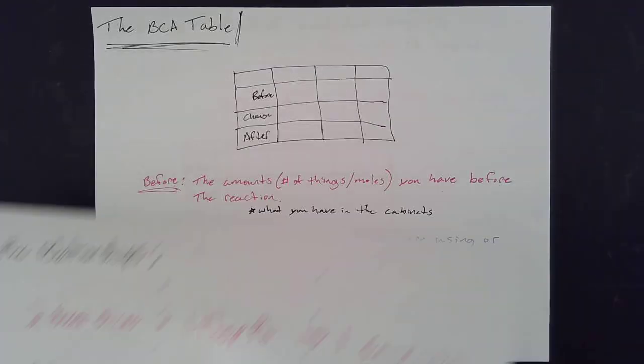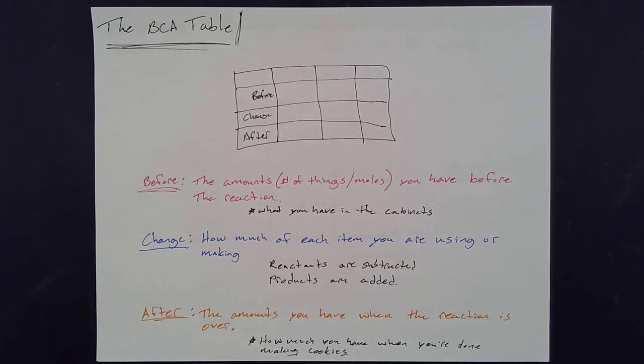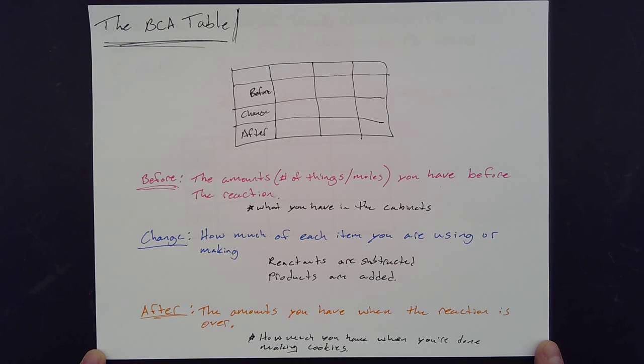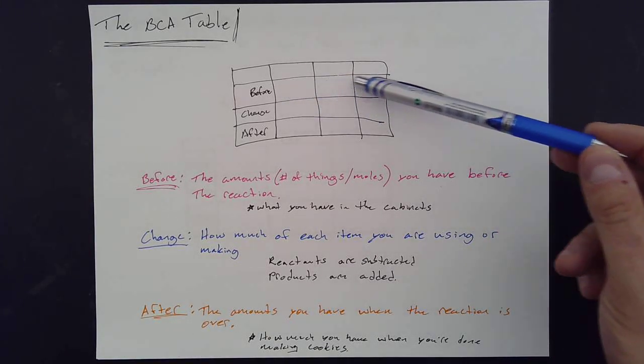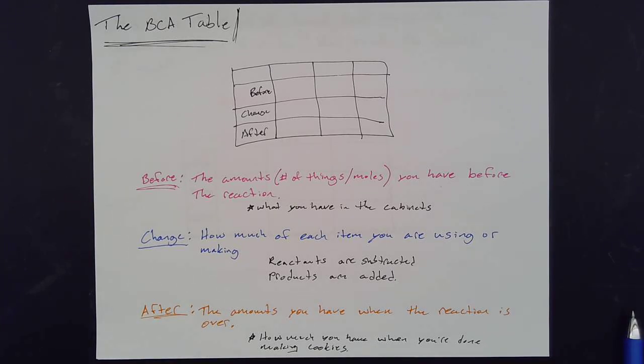So let's try something out in a second, but first I want to take a look at a BCA table. This is a way for us to organize our data. It's a way for us to organize what goes where and how much, what I'm starting with and what I'm ending with. Our before column is the amount of stuff that I'm starting with. I like to ask people, what did you take out of the cabinets? This is when I'm gathering my ingredients. I haven't made anything yet.